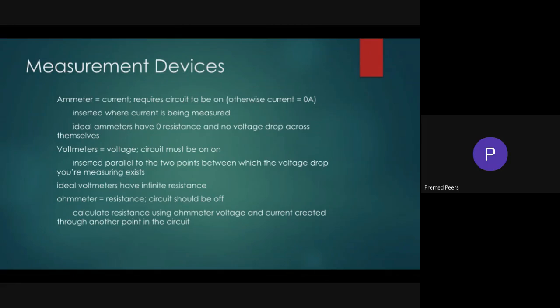Last, we have ohmmeters, which measure resistance. For this, the circuit should actually be off. Or, more accurately, it doesn't need to be on. If it is on, you run the risk of inaccurately measuring resistance, so ideally, the circuit should be off. So what you do is that the ohmmeter has its own voltage and current created at another point in the circuit. So knowing those two facts, you calculate the resistance at the point where you do want to measure resistance. Any questions on that? Again, I feel like this is a very low yield topic. You just need to know this bare bones information.